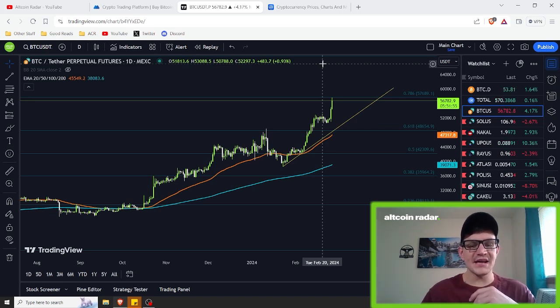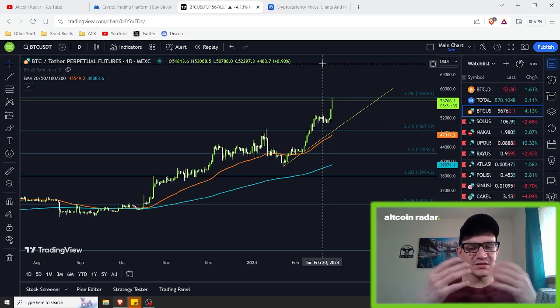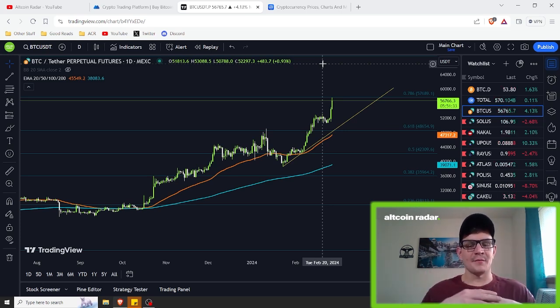But what exactly is the EMA, you might ask? It's basically a type of moving average that places more weight on recent price data, making it more responsive to recent price changes compared to the standard simple moving average, or SMA, all right? In addition, the EMA is calculated by giving more weight to the most recent price data points, which allows it to react more quickly to price trends.